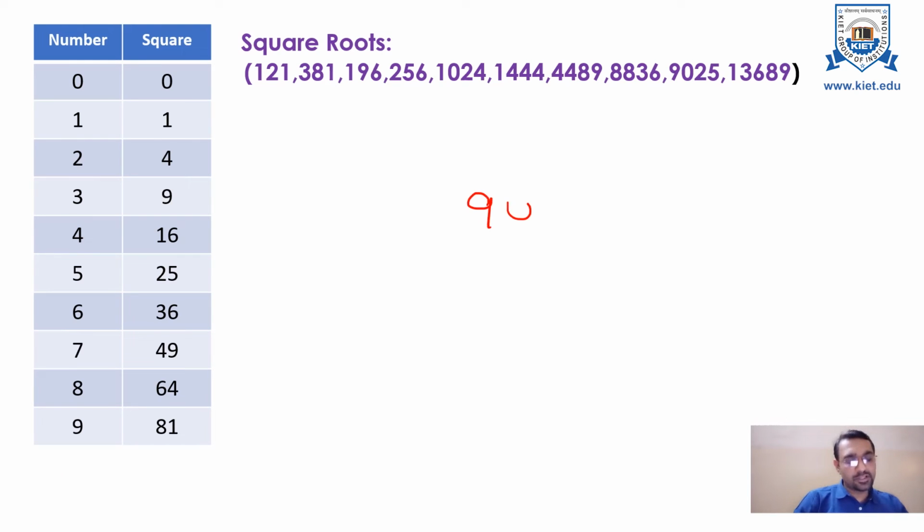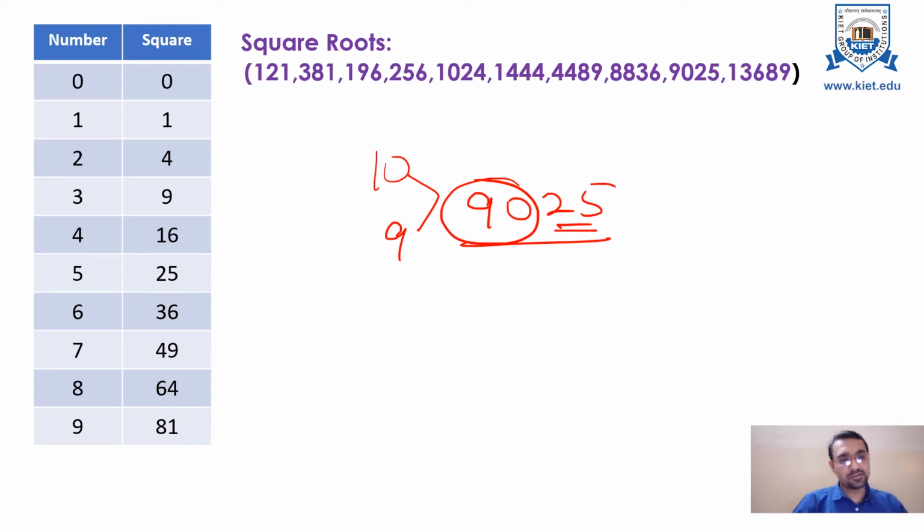Next you can find out the square root of 9025. So just leave the last two digits. Now you are left with 90. The 90 lies between the square of 9 and 10. So the range of the square root must be 90 to 100.